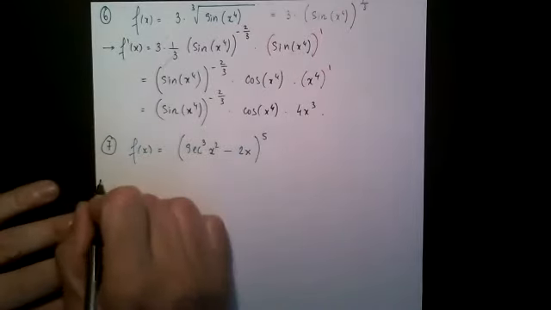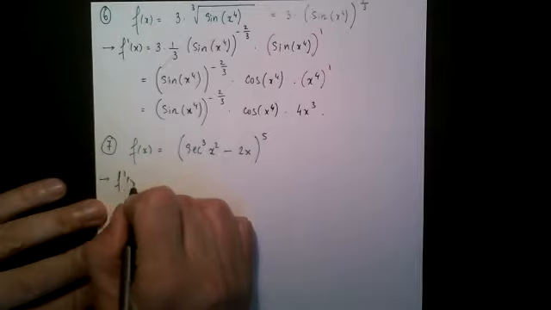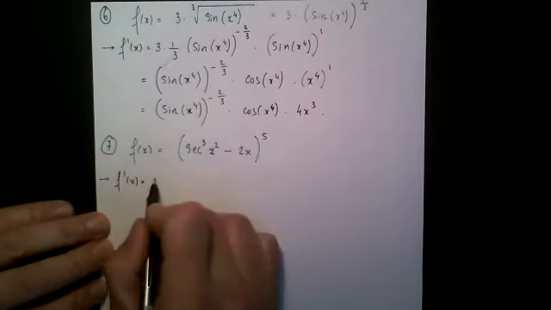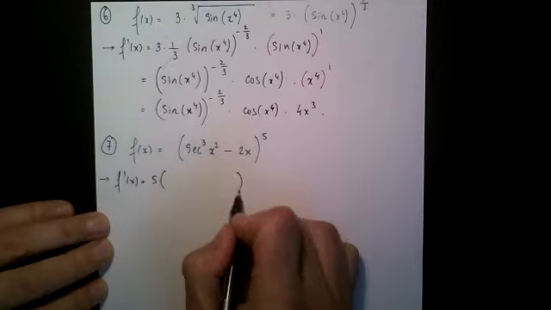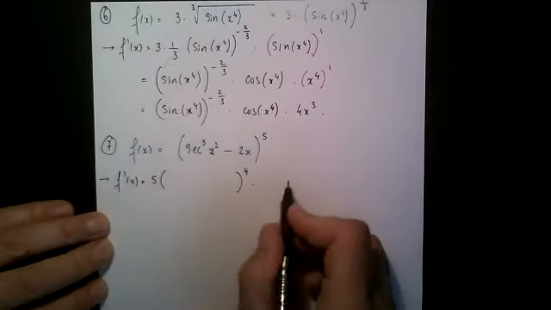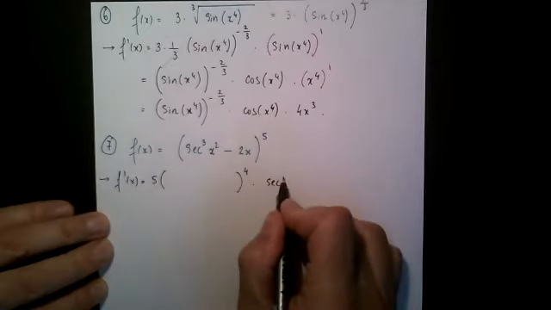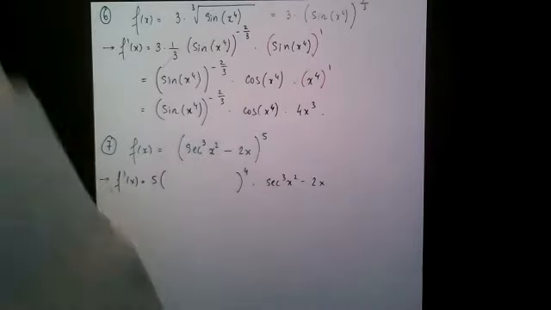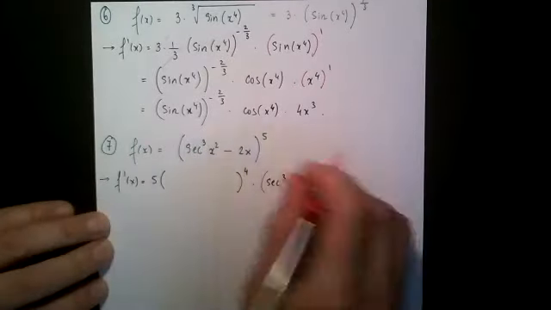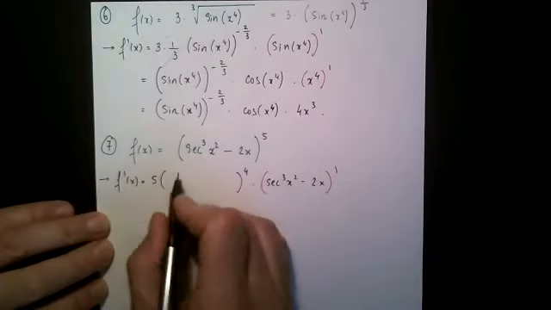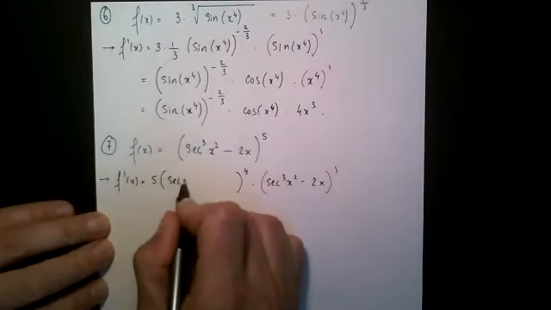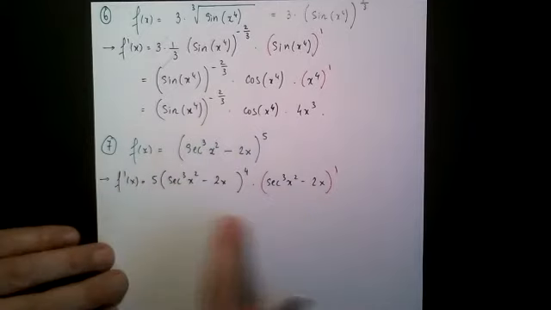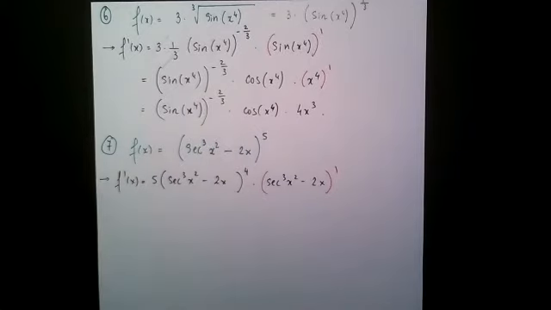So f prime of x. The first thing we do is we derive the power 5. So 5 times all this to the power 4 times whatever's inside. Okay, you understand? I'm going to write it here, sorry, secant cubed of x squared minus 2x. Is this okay? The first step is okay.